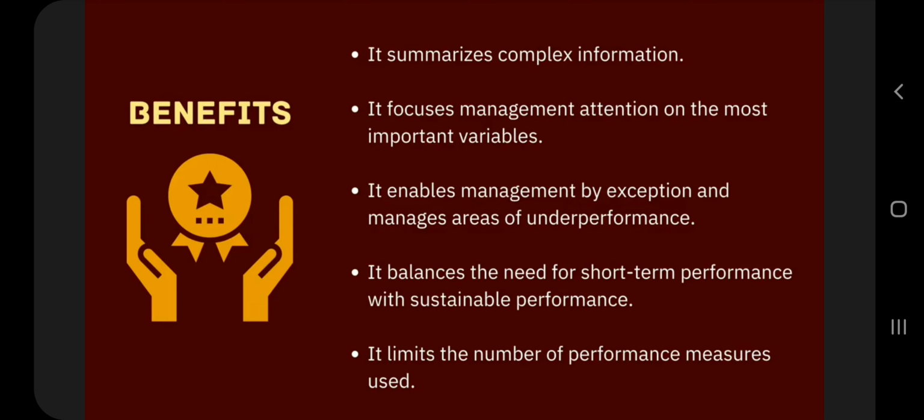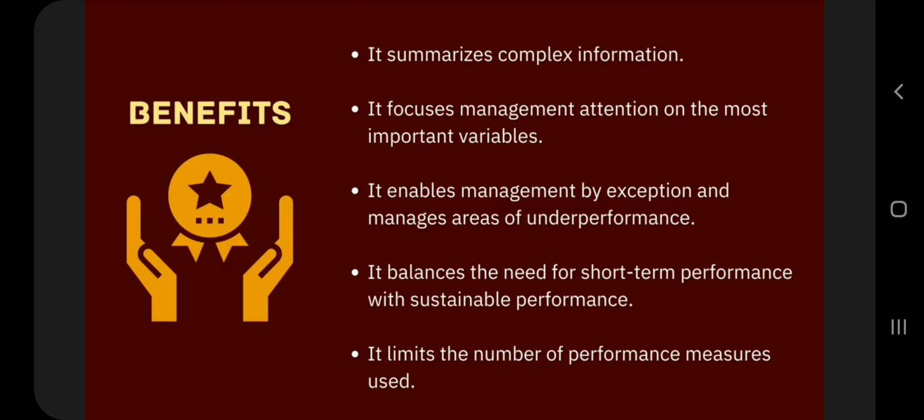All of the 4 perspectives of BSC are key elements to the success of an organization. BSC provides a report of the combination of the 4 perspectives, and it can save time for managers who are making decisions. It also enables managers to minimize information overload by limiting the number of measures used.